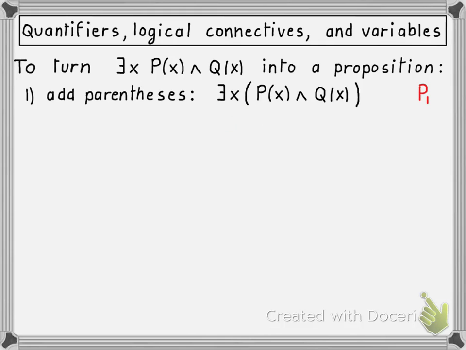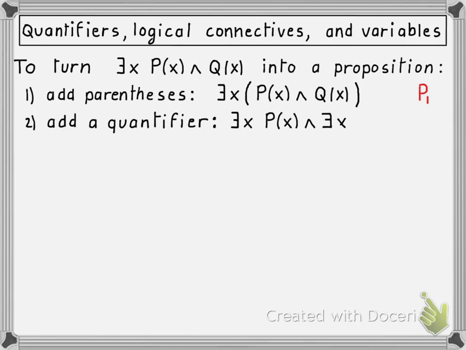Now let's go back to our original expression, and another way to get rid of this free variable is to make it appear within the scope of another quantifier that we can insert right here in front of q. So instead of adding parentheses, we could add a new quantifier, say an existential quantifier. And let's call P2 the resulting proposition that reads there exists x p of x and there exists x q of x.